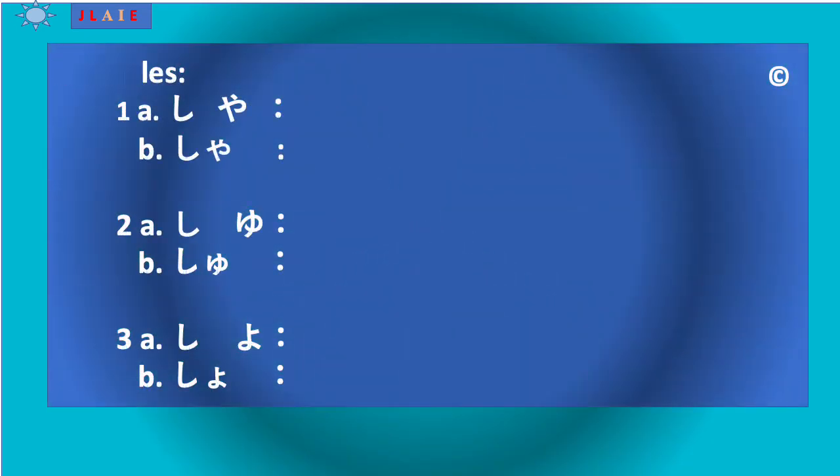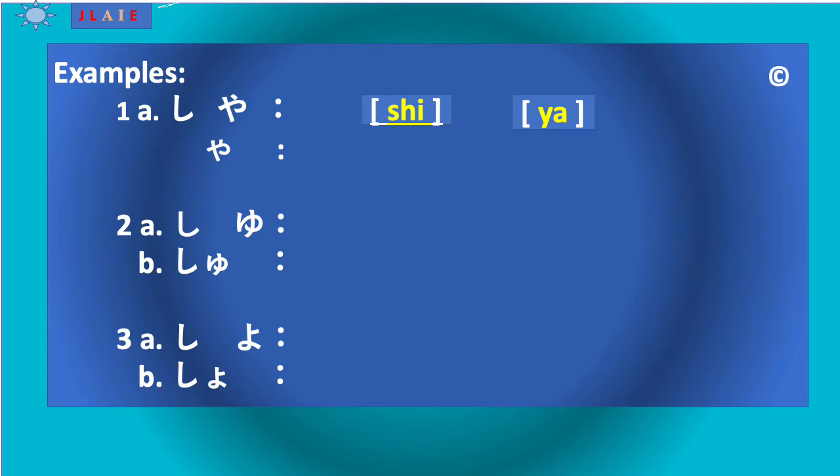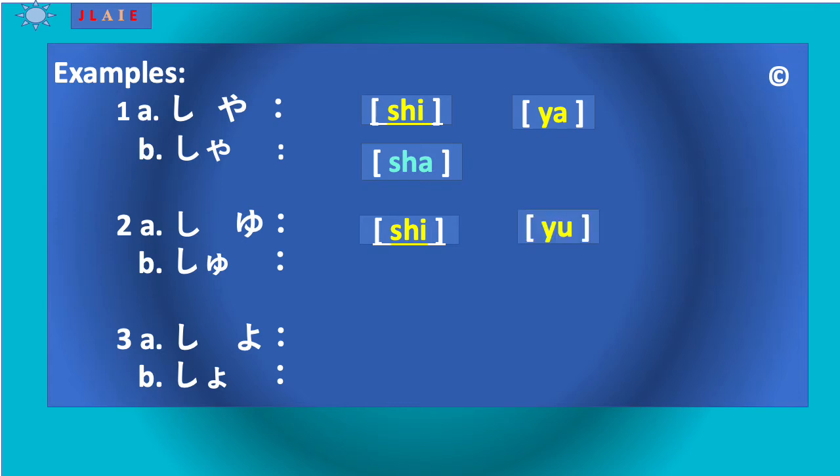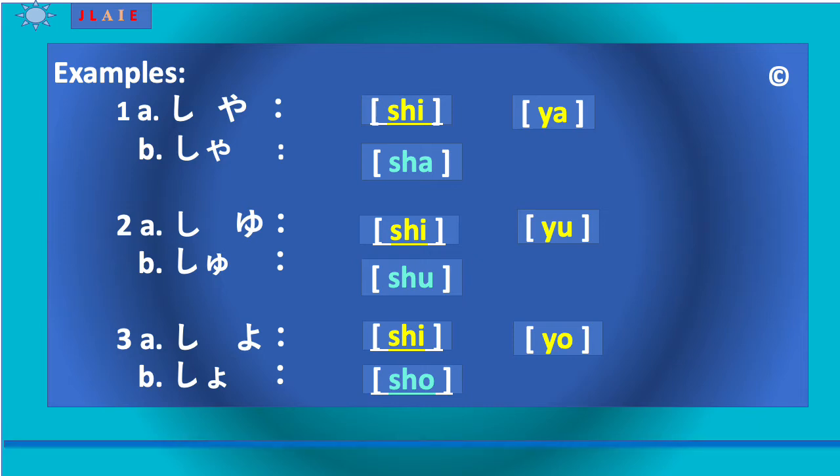Let's check examples. 1a, shi ya. 1b, sha. 2a, shi yu. 2b, shu. 3a, shi yo. 3b, sho.